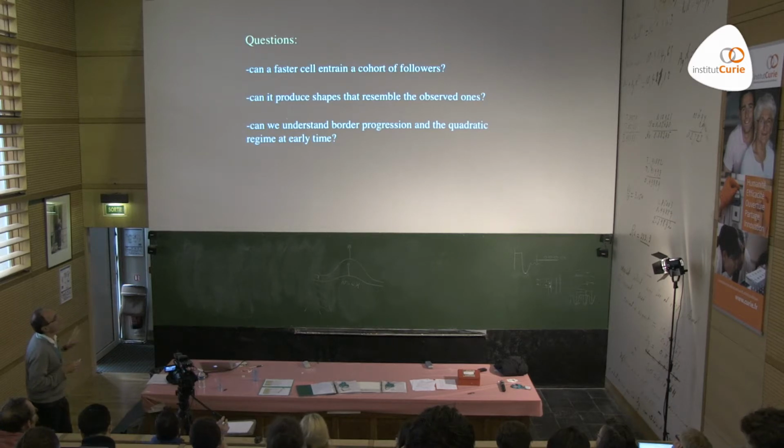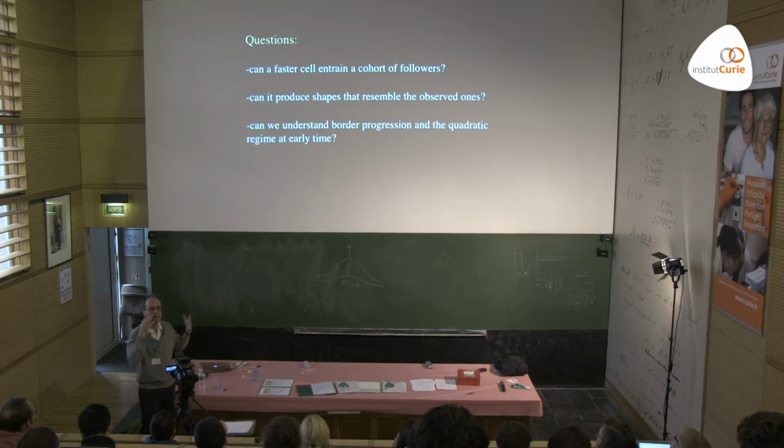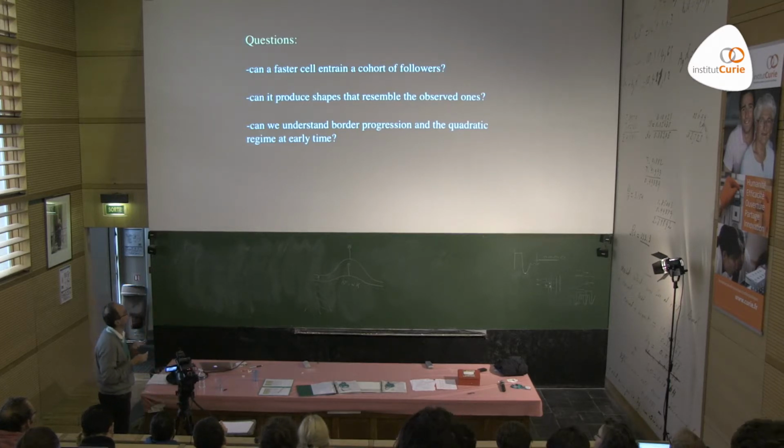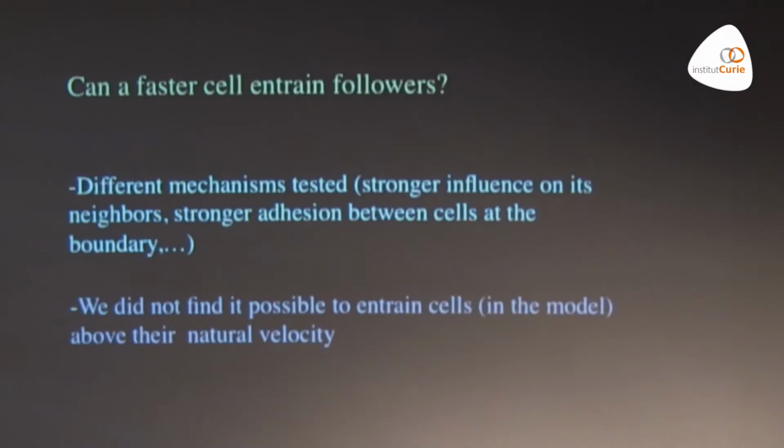So the question is exactly that. Suppose I put one, can it entrain the other ones? And also, what should I do to produce shapes that resemble what I see? Of course, if I understand this, maybe if I put a few of them, I can understand this quadratic regime. So that's the idea.